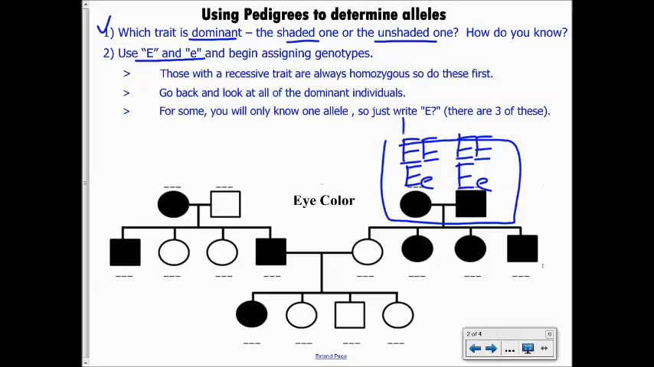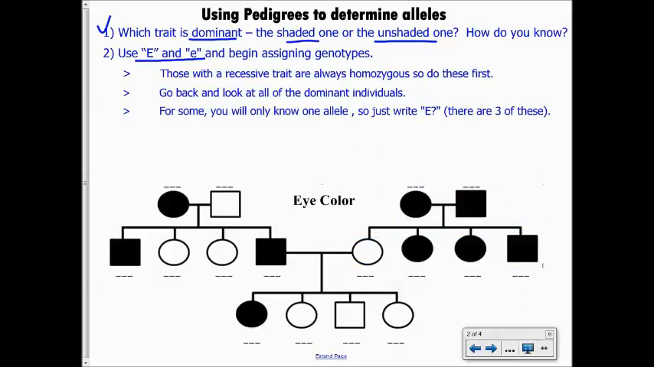Or a third possibility would be big E, little e, big E, big E. And you ask yourself, if this is a dominant trait, the shaded one is dominant, would you expect the offspring to look like this? You can take each one of those and work a Punnett square.